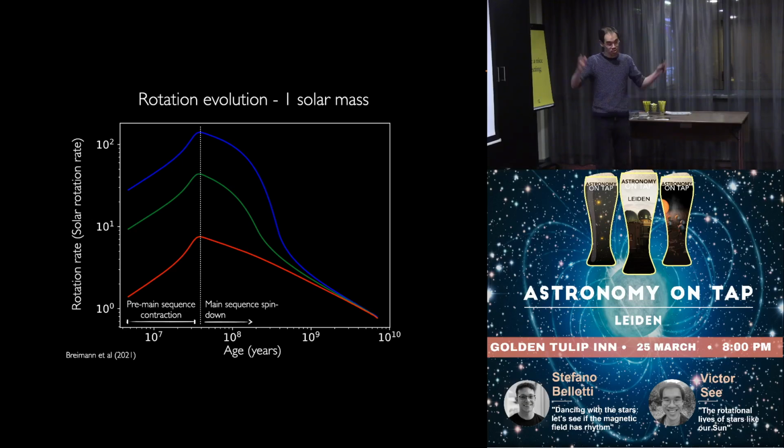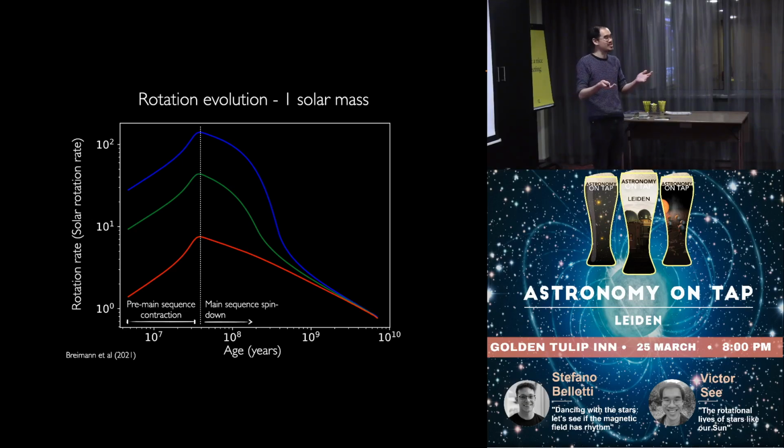Once they stop contracting, and once they settle down to the size that they'll remain for the majority of their life, we say that they've hit the main sequence. And on the main sequence, stellar winds take over as the dominant mechanism by which angular momentum evolves for these stars. Stellar winds are a steady outflow of material emanating from the star into outer space. So the star is losing material into outer space.